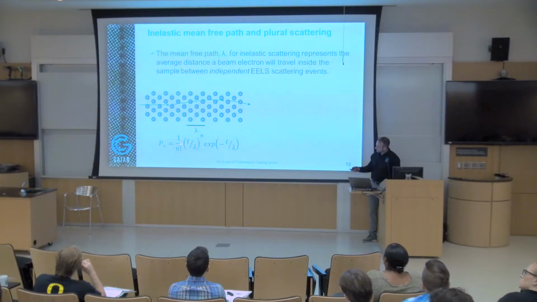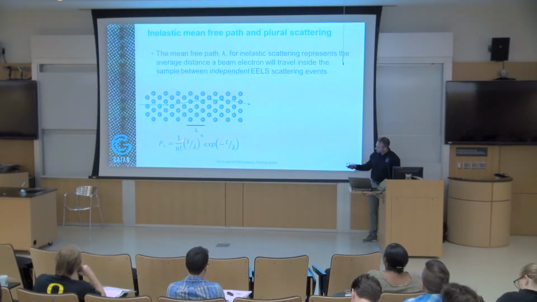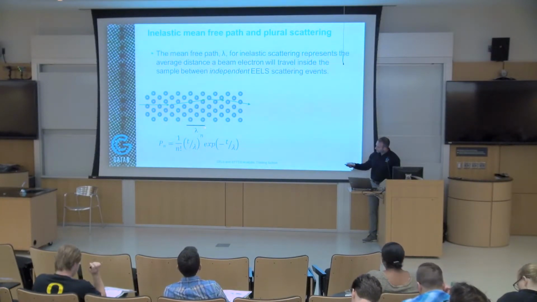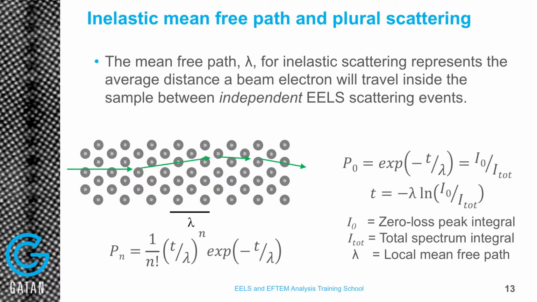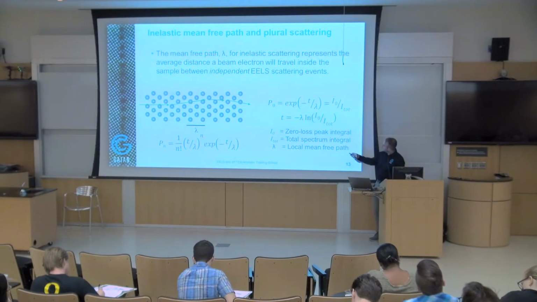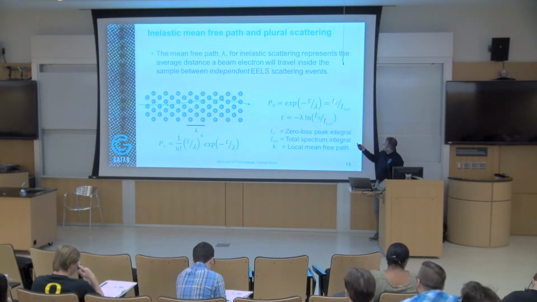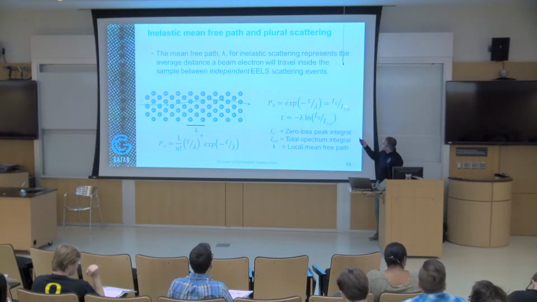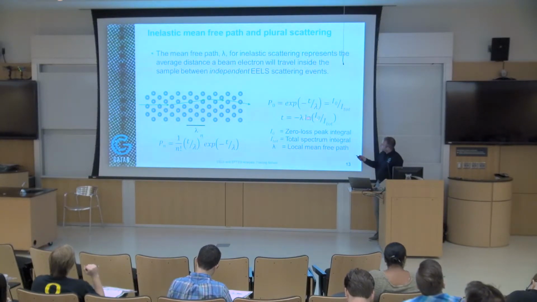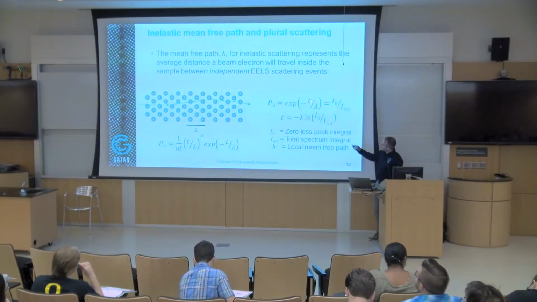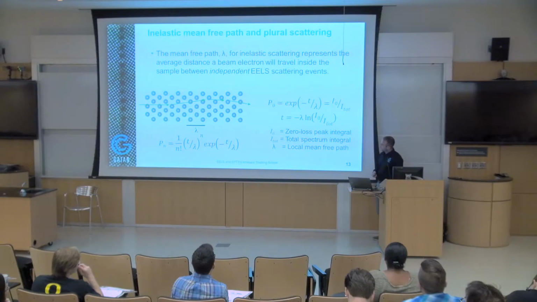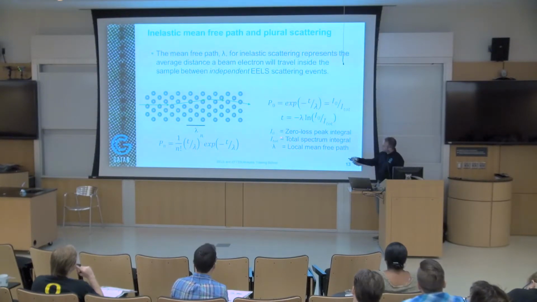If you look at this probability of a certain number of scattering events, it depends on the actual number of scattering events. It also depends on the T, which is the thickness of your sample, and the lambda, which is the actual distance here. So for zero scattering, this T over lambda will depend on the I0, which is the intensity of the zero loss peak, so without any energy loss, divided by the intensity of the entire spectrum. Essentially, what we do with the software is just work out this term, the T over lambda. We call it the relative thickness. The only things you need to work out the T over lambda are the intensity of the zero loss peak, the total spectrum integral, and the local mean free path.